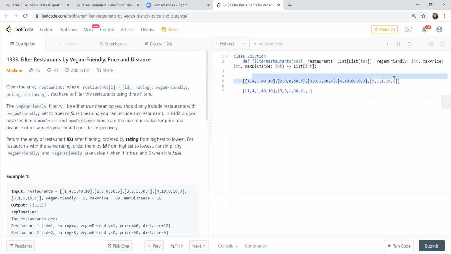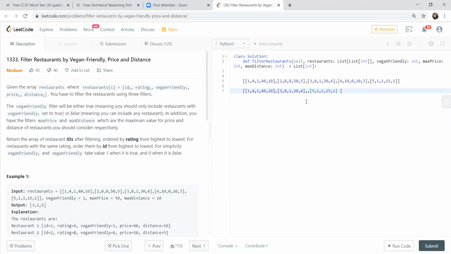And this is vegan friendly. So now it is filtered on the basis of this. And now next, max price should be 50 and max distance is less than 10. So we have a max price and max distance.